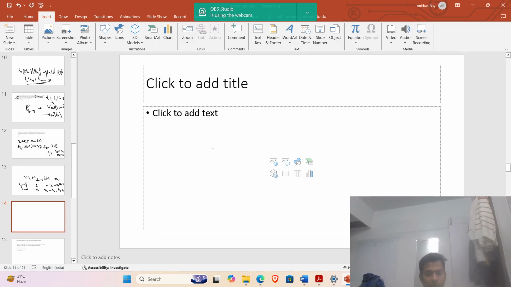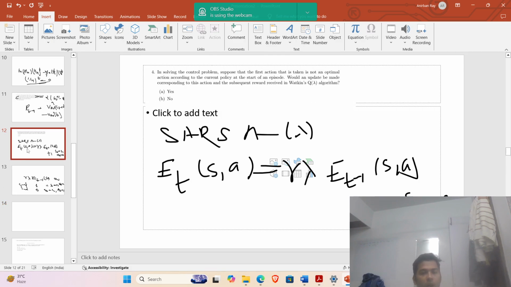So in Watkins Q(lambda), what happens is you are not taking the optimal action according to the current policy. Would an update be made corresponding to the subsequent action? The point is that in Watkins' method you do it the greedy way, you always take the optimal one. You do not do it epsilon-greedy, so I think that is the point here. So the answer will be no here.